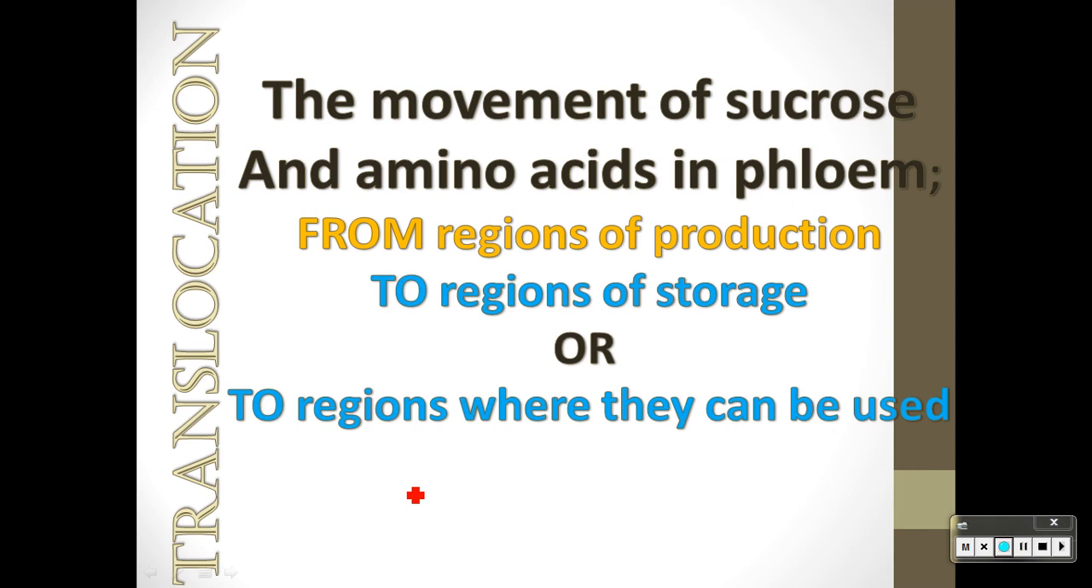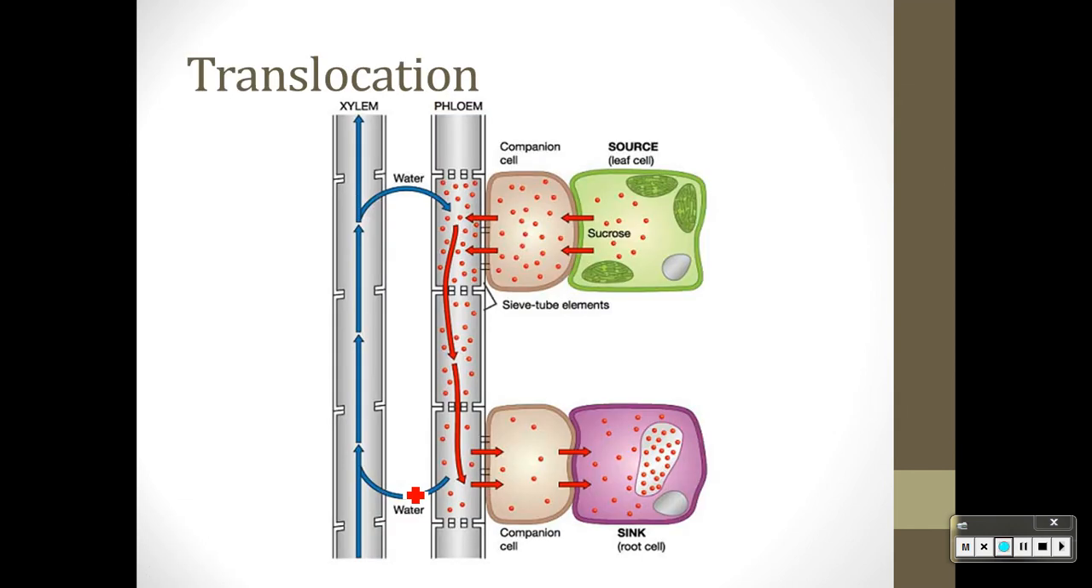This is when plants move what they make from one place to another, and when they store it. So it's when plants move sugars and amino acids from regions of production to regions of storage, or to where they can be used, one or the other. It's basically the plant's vascular system. Okay, so translocation takes place through the phloem, and we talked about the companion cell already.